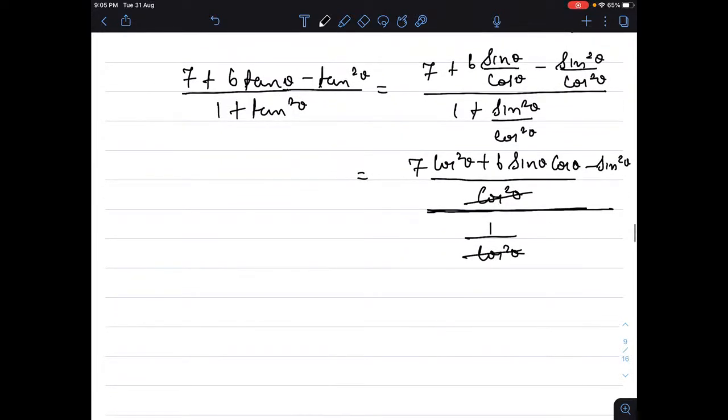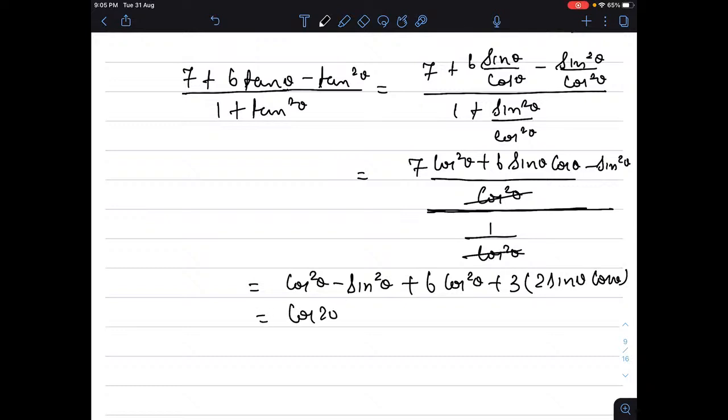Now we do know one concept. Cos square theta minus sin square theta is cos 2 theta we know. Plus 6 cos square theta will come over here. 3 multiplied by 2 sin theta cos theta will be written over here. So this is sin 2 theta we know. Guys, we do know 2 cos square theta is 1 plus cos 2 theta, so cos square theta is 1 plus cos 2 theta by 2.